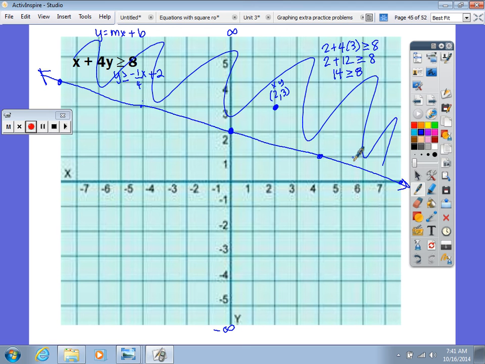Let's say, though, that you want to spice things up and you don't always want to see, is this true? Well, if you picked a point down here, as long as this turns out to not be true, then you shaded the correct region. All right?